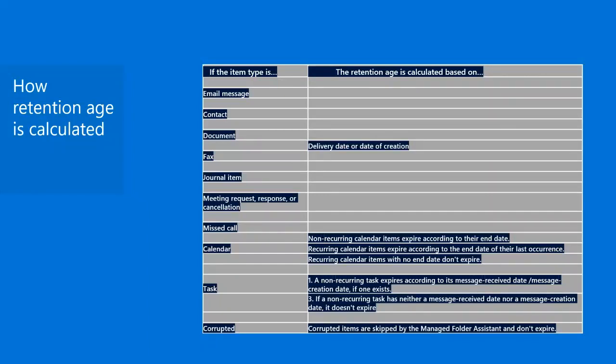Now, how is it different on different folders? So the first part, you can see the delivery date is the date of creation, which is also the start date or the delivery date of this particular email. When it comes to calendars, a non-recurring calendar item expires according to the end date. Recurring, after the last occurrence. A recurring calendar with no end date will not expire. Same thing for tasks. And if the items are corrupted, MFA will not be able to process those items. We need to manually intervene to see what actions can be taken on such items.